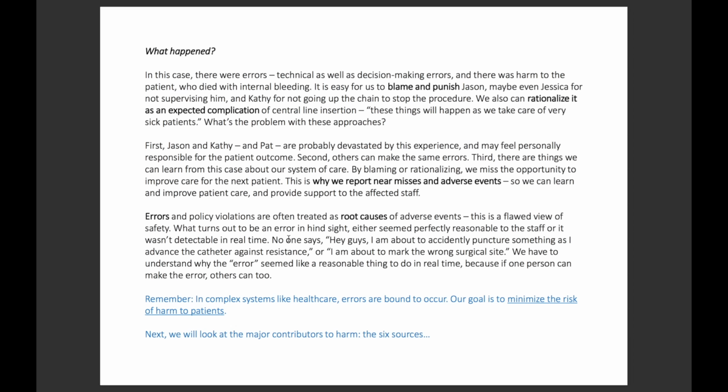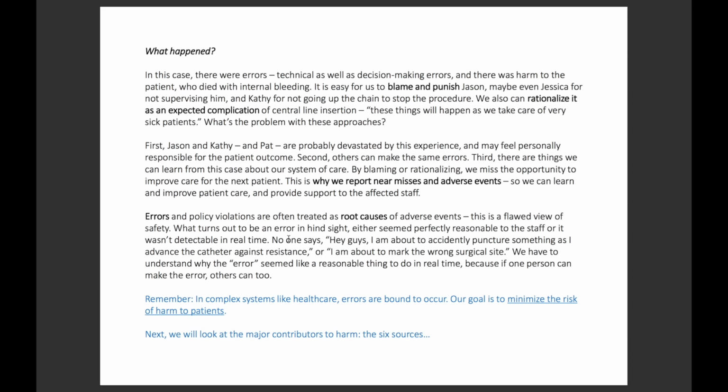So this is why we want to report near misses and adverse events. This is so we can learn as an organization. So not only that, we should say, hey, this happened today. We want to let everyone in the organization know it so you can prevent it. We should broadcast these. Errors and policy violations are often treated as root causes of adverse events, but this is a flawed view. What turns out to be an error in hindsight either seemed personally reasonable to the staff or wasn't detectable in real time.